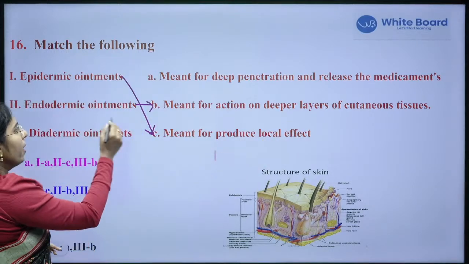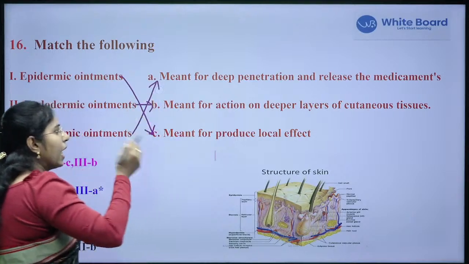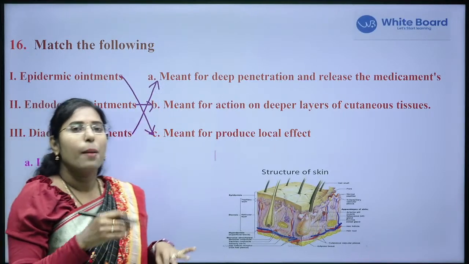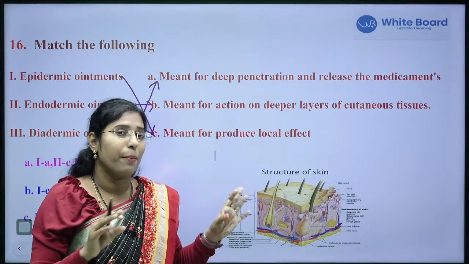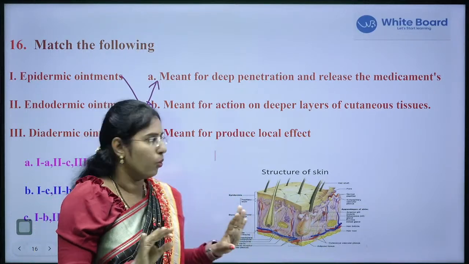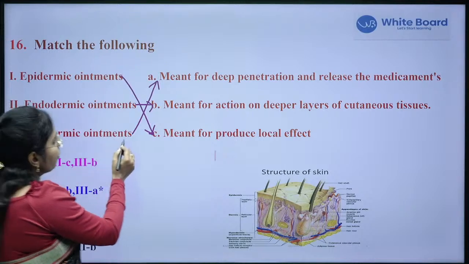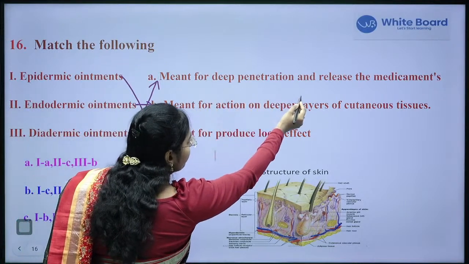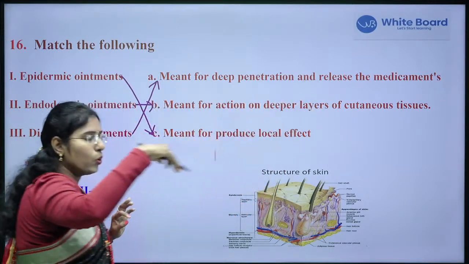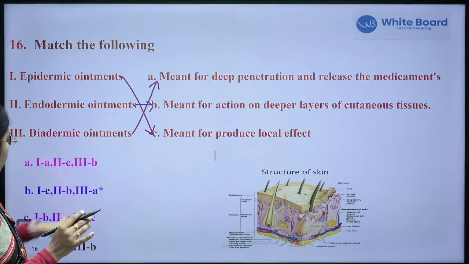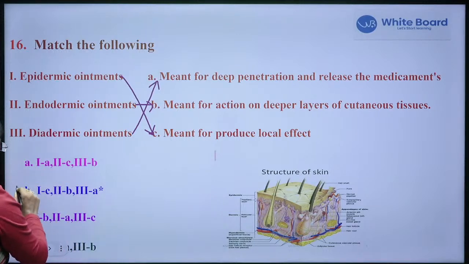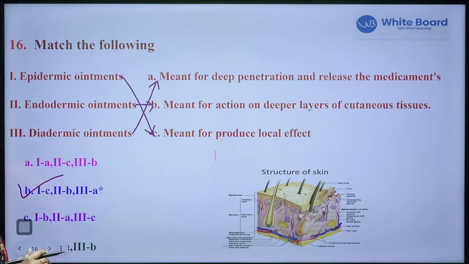Whereas diadermic means they will have a deeper action, but they can enter into systemic circulation also. They will have some systemic effects also. So, diadermic ointments are meant for deeper penetration and release the medicament into systemic circulation also. So, the correct option is B.